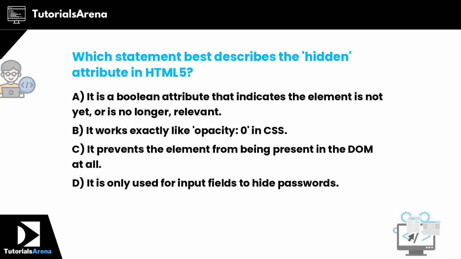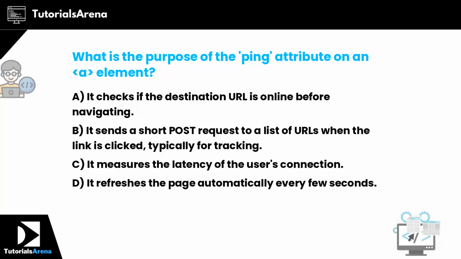Which statement best describes the hidden attribute in HTML5? The correct answer is option A. It is a Boolean attribute that indicates the element is not yet or is no longer relevant. What is the purpose of the ping attribute on an a element? The correct answer is option B. It sends a short POST request to a list of URLs when the link is clicked, typically for tracking.